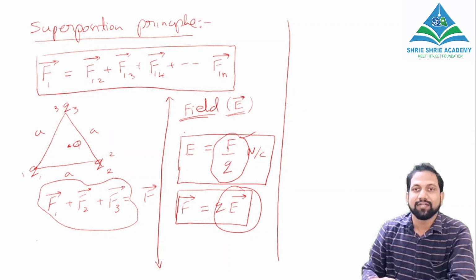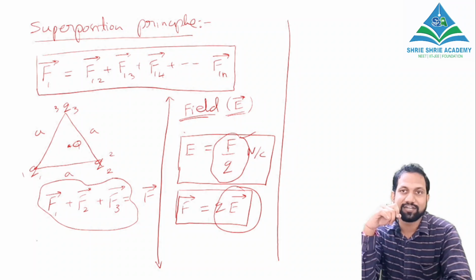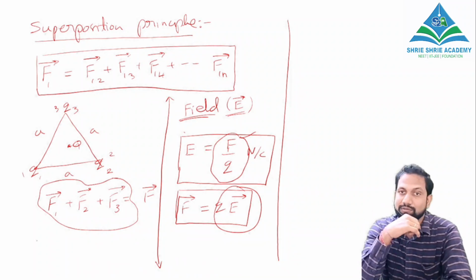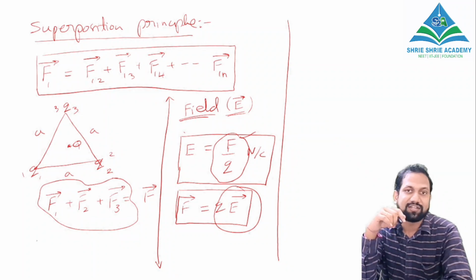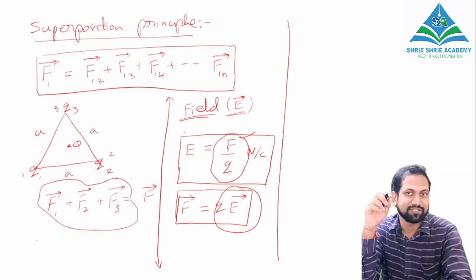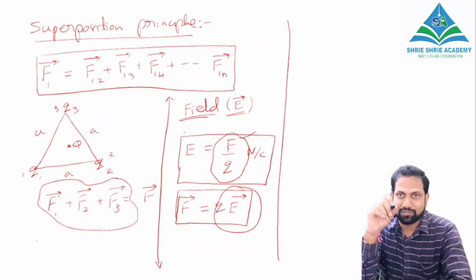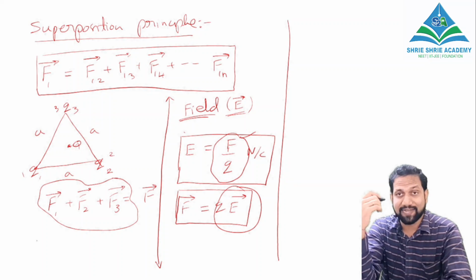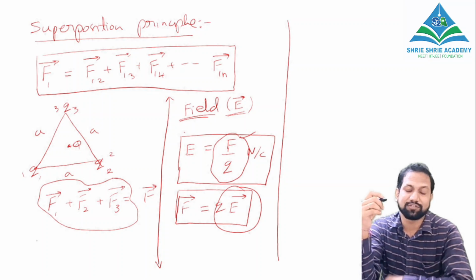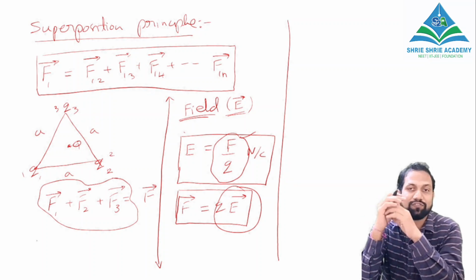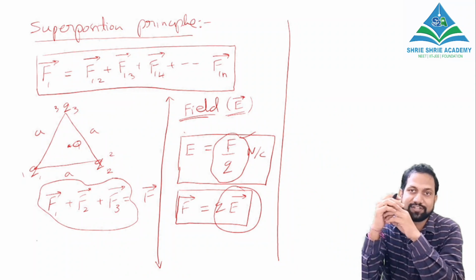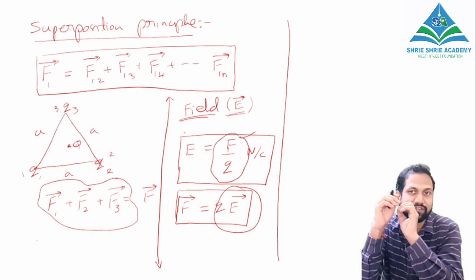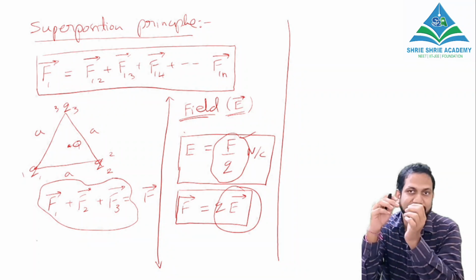Okay, and coming to the field lines here. Electric field lines are important. Based on the properties of field lines, they will ask you problems. A field line is a hypothetical line which is drawn from a positive charge to a negative charge. The tangent drawn to the field line will give you the direction of the electric field at that point.